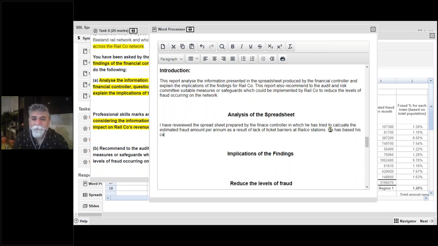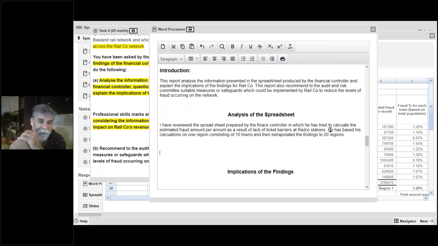He has based his calculations on one region consisting of 10 towns and then extrapolated the findings to 20 regions. Is that okay? So I'm just analyzing the spreadsheet. Next para. So this will be considered as 1 point, okay? In which you are telling the chairman of the audit committee what the spreadsheet is about.